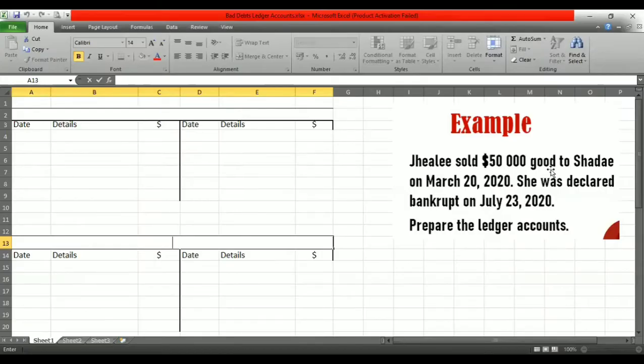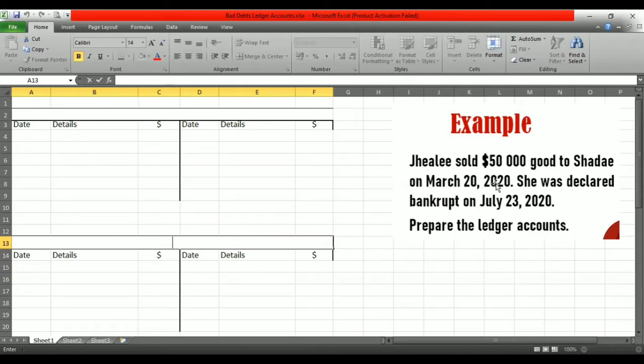Jaylee sold $50,000 goods to Shade on March 20th. She was declared bankrupt on July 23rd, 2020, and you are required to prepare the ledger accounts. Before you actually write off the bad debts, you have to show what is the entry that was in Shade's account before the time of the declaration of bankruptcy. And this comes from the first line of the transaction, the example, where the $50,000 goods were sold to Shade.